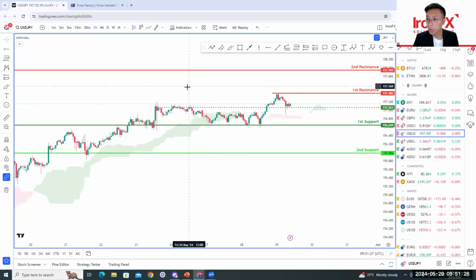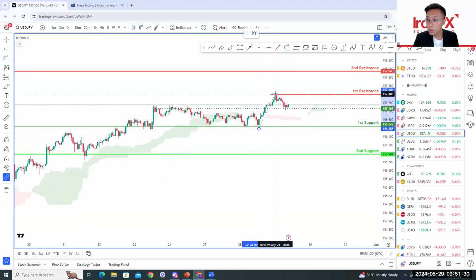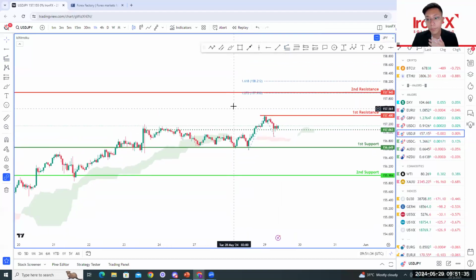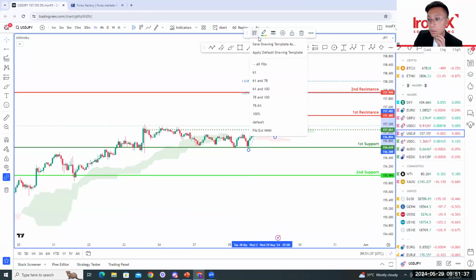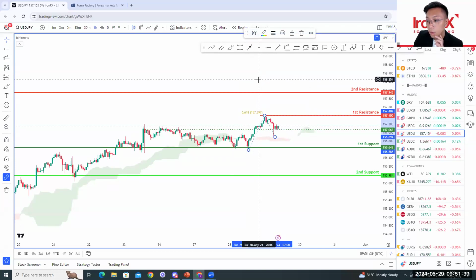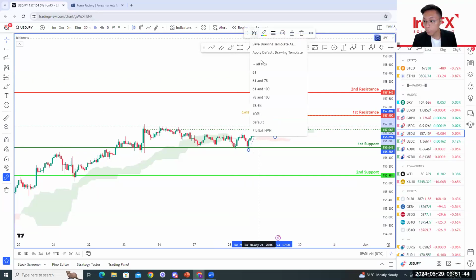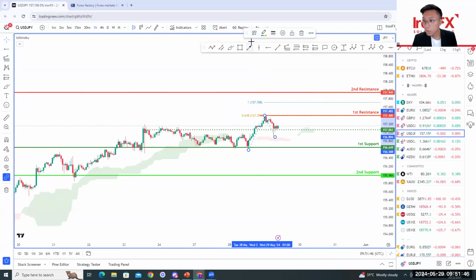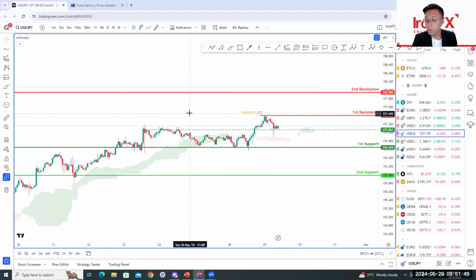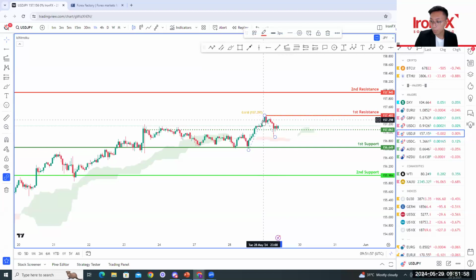Okay, let's try to use projection to see. Yes, okay, there might be a possibility. 61 and 161. Okay, so when I use Fibo projection, right? Price aligned with my first resistance level. This level aligns with the Fibo 61.8% Fibo projection.